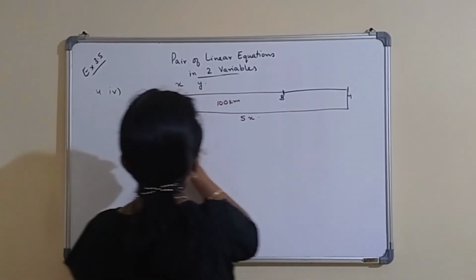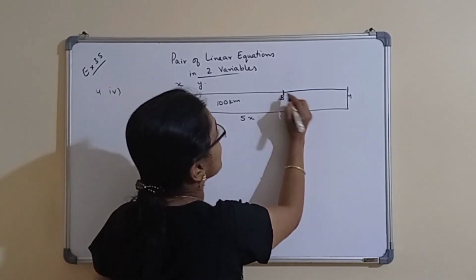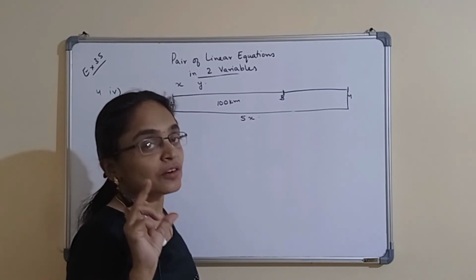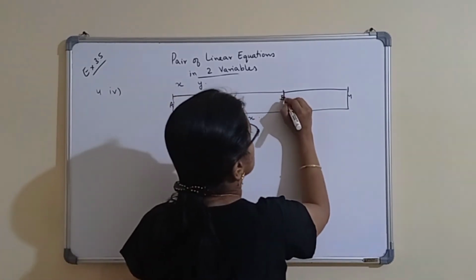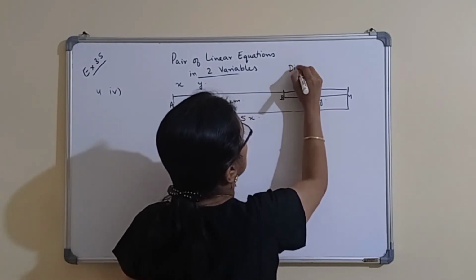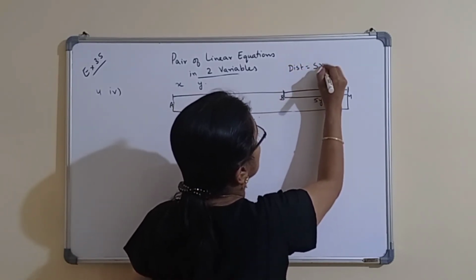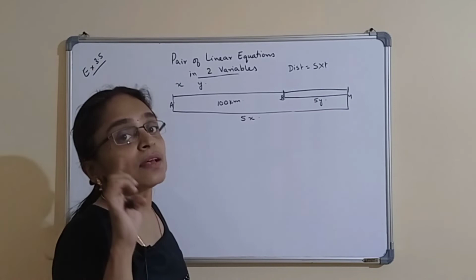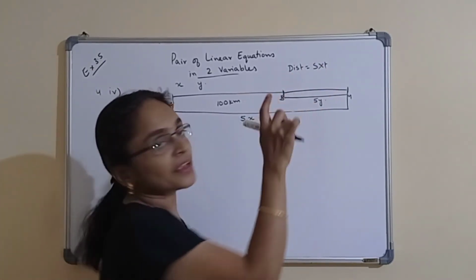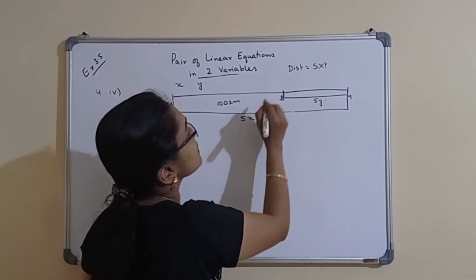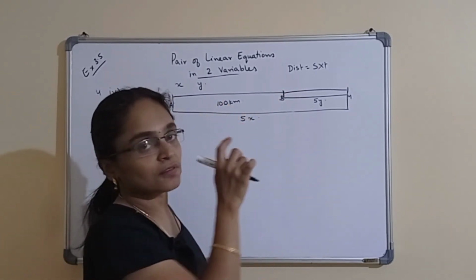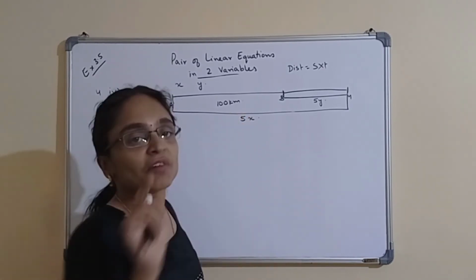Now, given that this car from B is reaching here in 5 hours. And what is the speed of B? It is y. So, this distance is 5y because distance is equal to speed into time. And speed is y, time is 5 hours. So, this is 5y and here it is x. Speed is x and time is 5 hours. So, this distance is 5x.